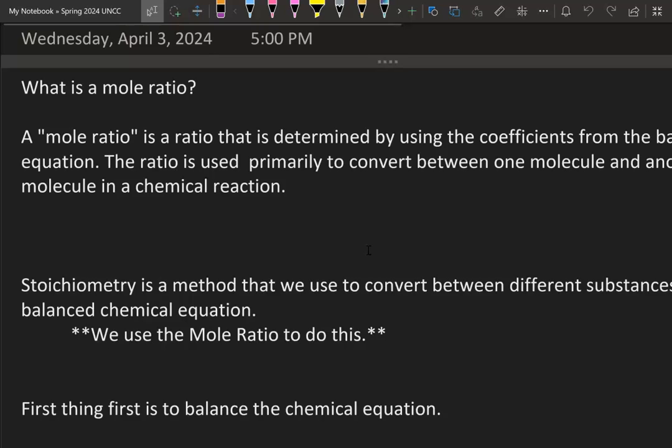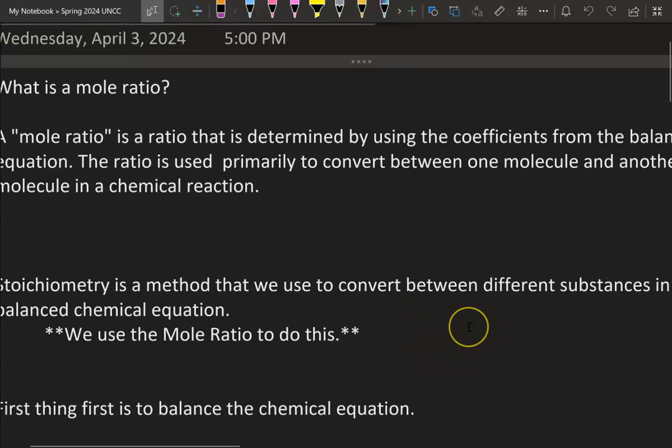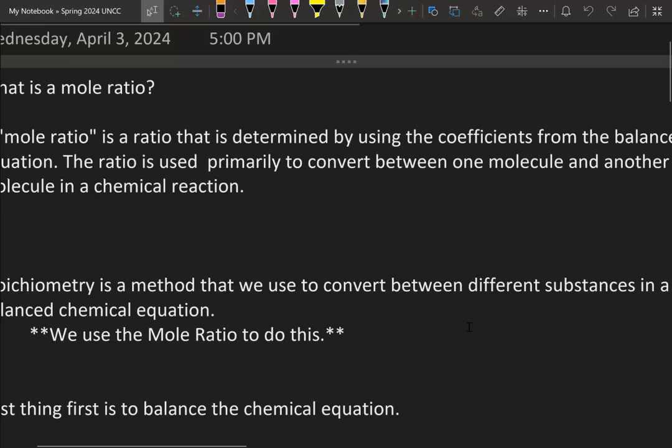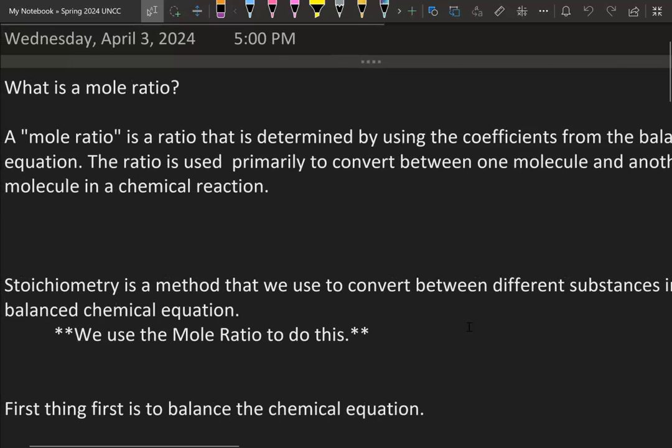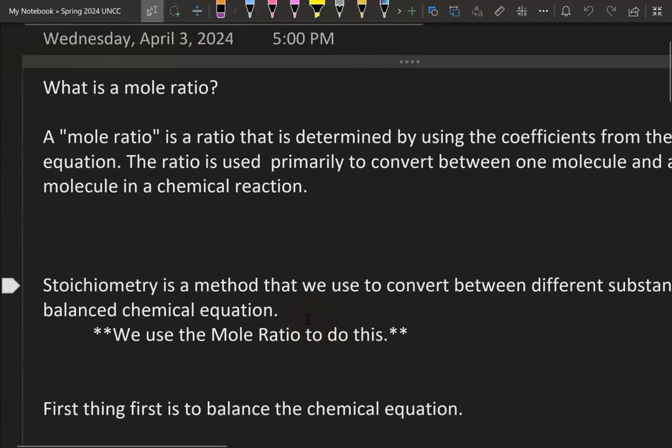And so this is an application of what we call stoichiometry. And stoichiometry is just a method that we use to convert between differing substances in a balanced equation, hence the mole ratio. So the mole ratio is a very, very key equation.